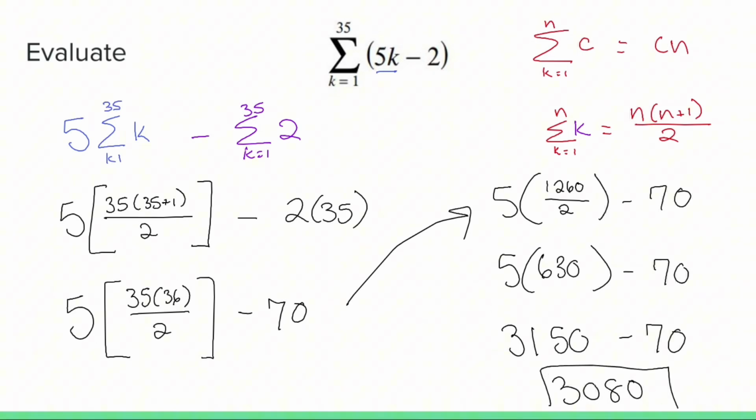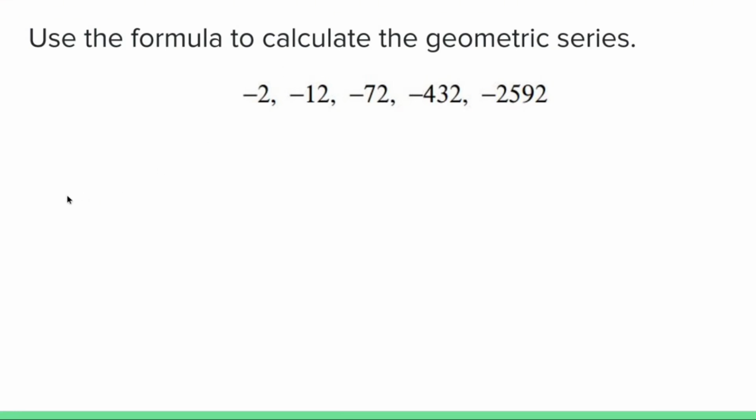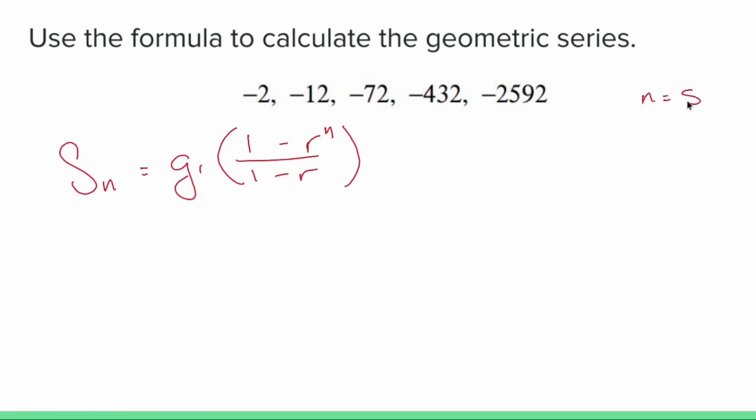Sigma notation. Use the formula to calculate the geometric series. Well, the formula for a geometric series is S sub n equals G sub 1. Now, a lot of teachers might use A sub 1, but G is for geometric. It's all the same: 1 minus r to the n over 1 minus r. Now, what is r? What is n? Well, n is the number of terms that we're talking about. 1, 2, 3, 4, 5, so n is 5. Okay, G sub 1 is the first term, like I said, so that's going to be negative 2.